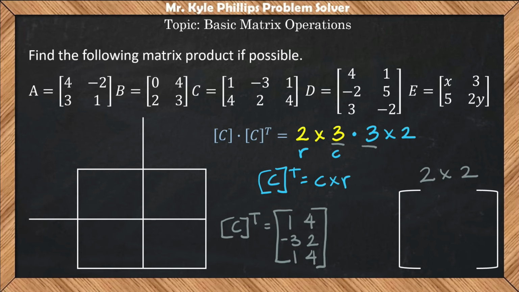Let's take matrix C, and remember that the first matrix always goes on the left. Matrix C has 1, -3, and 1 in its first row. Its second row is 4, 2, and 4. And then we're going to take C transpose. The first column is 1, -3, 1, and the second column is 4, 2, 4.